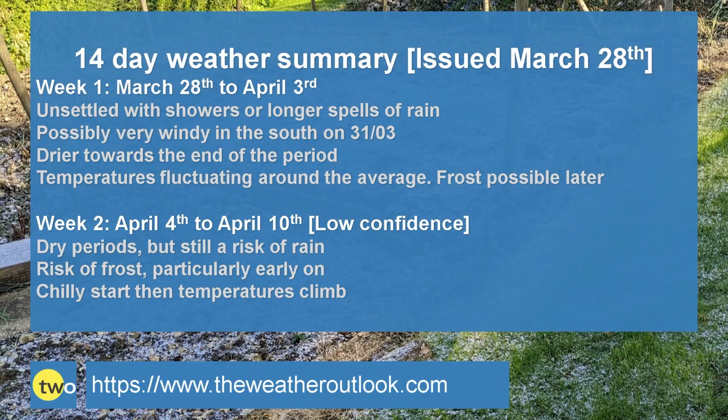So to summarise, week 1, it starts unsettled with showers or longer spells of rain in all regions. There is also that possibility of it turning very windy in the south around the 31st. Towards the end of the period though, there is a signal for drier conditions to start to return. And if that happens, the risk of frost will be increasing. But generally, temperatures fluctuate around the average. Week 2, dry periods are forecast, but there is still a risk of rain. There's also a threat of frost, particularly early on. After a chilly start though, temperatures will probably be climbing.